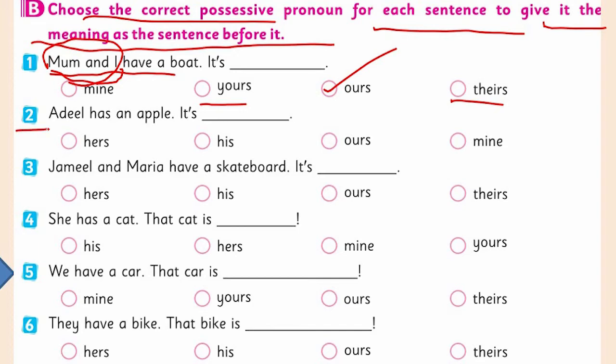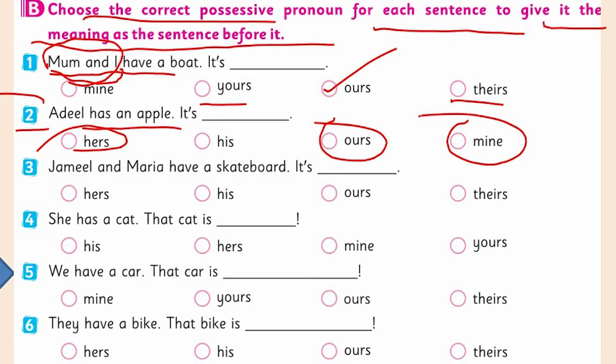Look at the second one. Adil has an apple. It's hers. No, hers refers to the feminine noun. Ours, no. Adil is a singular noun here. Mine, no. The person is not talking about himself here. He is referring to someone else, Adil, the boy Adil. So yes, it's his apple here.